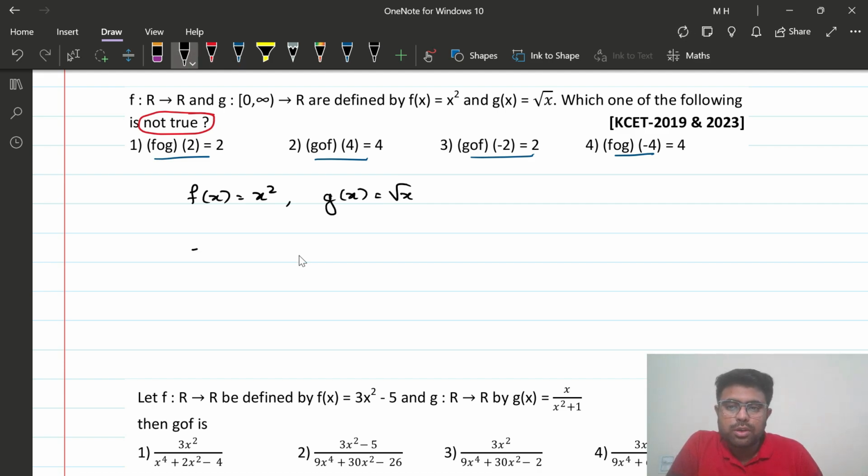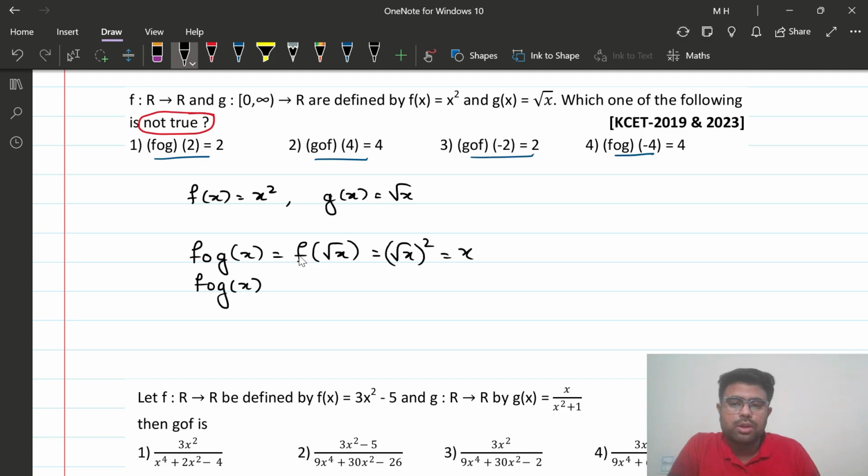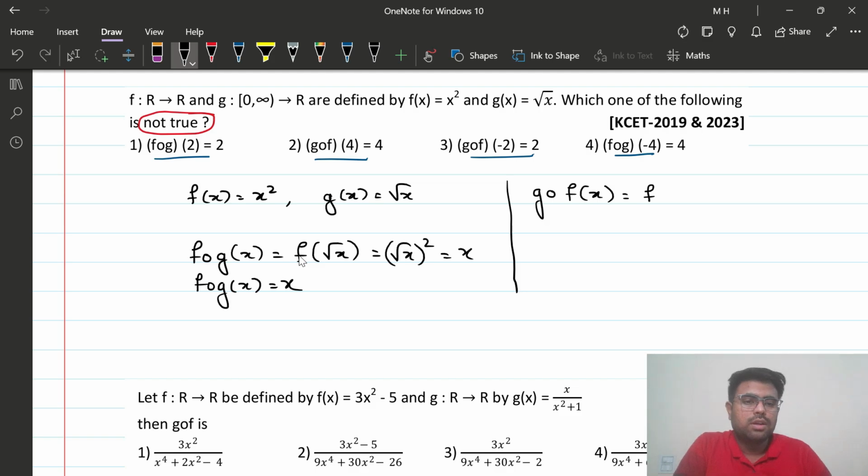Okay, so what is going to be f of g of x? F of g of x is f of root x, which is equal to, f of x is what? X square. So it is root x whole square, which is equal to x. So therefore f of g of x is going to be x. This is the first thing that I found. Sorry, g of f of x is equal to, what is g of f of x? It is g of, what is f of x? F of x is x square. So it is root of x square, which is x.